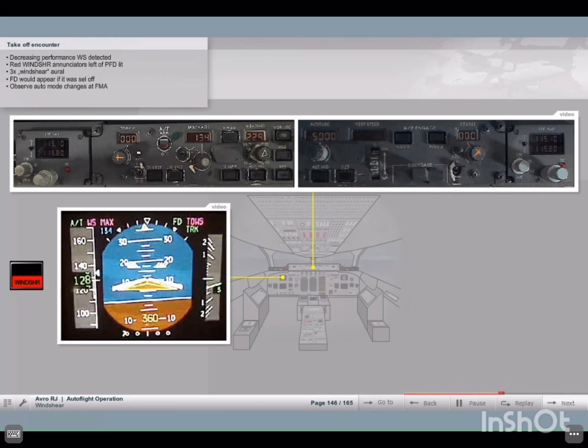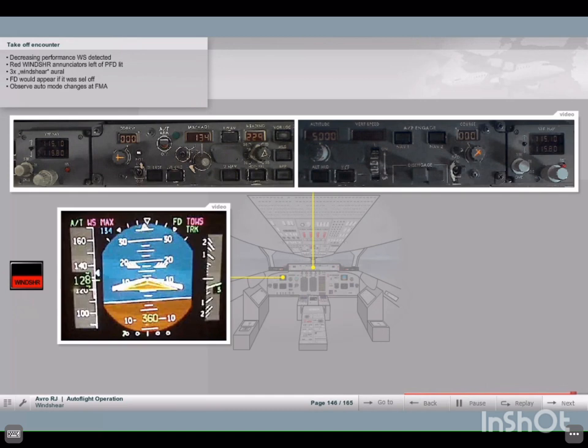The system has detected a decreasing performance wind shear. This is indicated by a red wind shear light left of the PFDs and an oral warning consisting of wind shear, wind shear, wind shear. The FD would now appear automatically if it had not been selected.